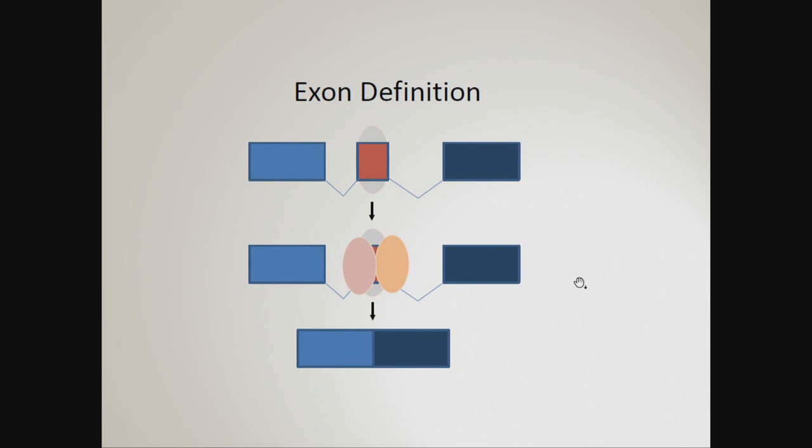So exon definition, how are small exons recognized in general? The idea of exon definition was proposed by Sue Burgett many years ago, and it depends on the cooperative interactions.